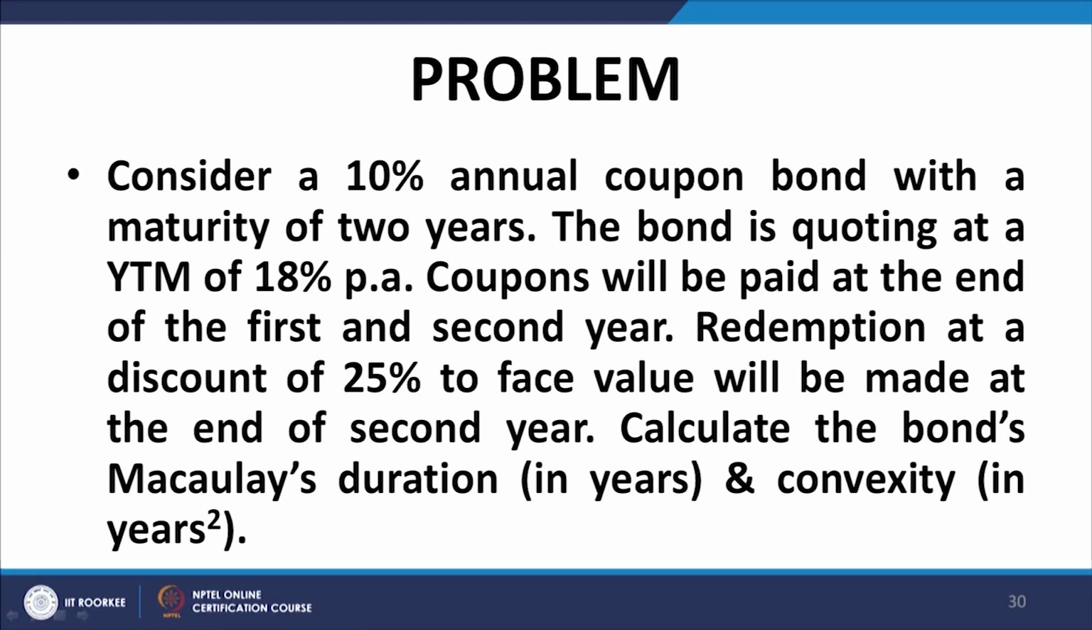Calculate the bond's Macaulay's duration in years and convexity in years squared. Let us read the problem again. Consider a 10% annual coupon bond with a maturity of 2 years. The bond is quoting at a YTM of 18%. Coupons will be paid at the end of the first year and second year. Redemption at a discount of 25% to face value will be made at the end of the second year. Calculate the bond's Macaulay's duration in years and convexity in years squared.